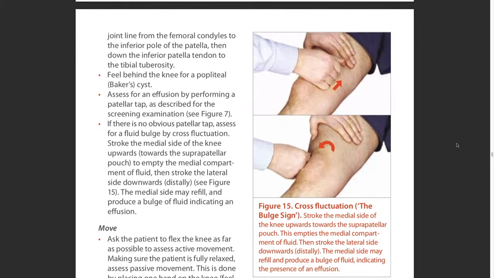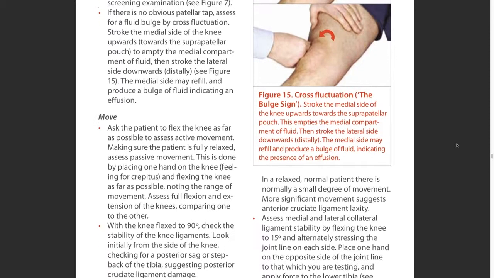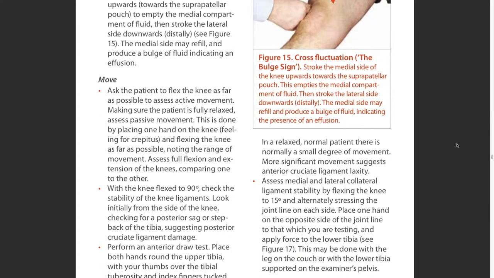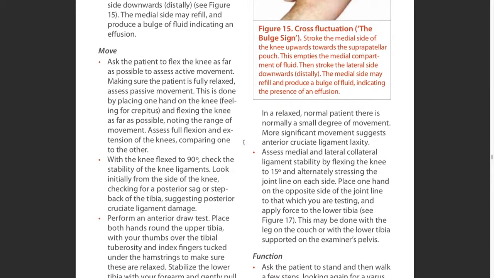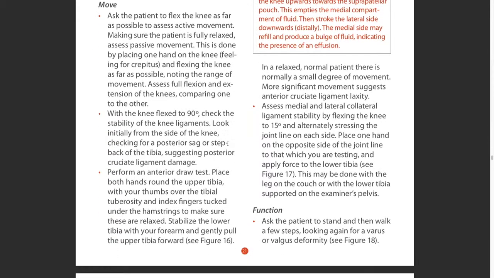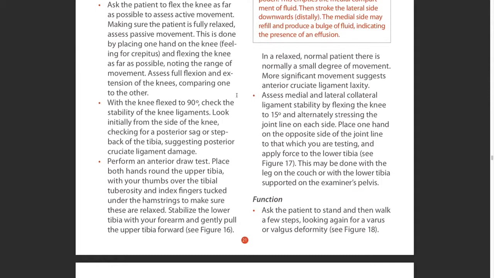Okay. Then move. Ask the patient to flex the knee. So flexion, extension of the knee, and then posterior sag, anterior draw, posterior draw, and medial and lateral collateral ligament stability.